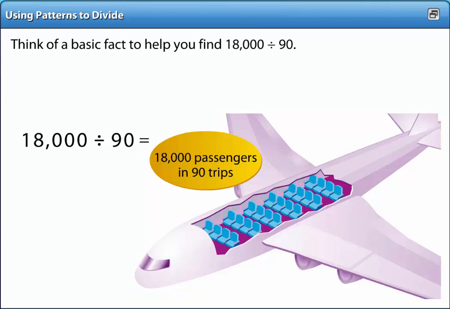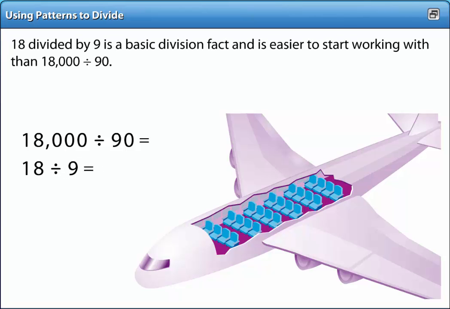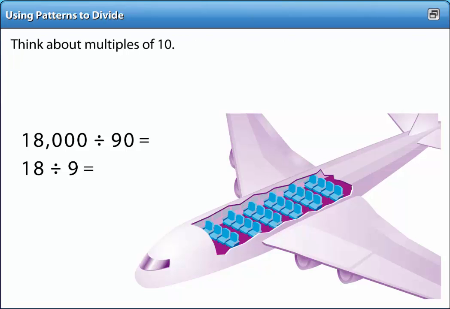Think of a basic fact to help you find 18,000 divided by 90. How does simplifying the problem to 18 divided by 9 help? 18 divided by 9 is a basic division fact and is easier to start working with than 18,000 divided by 90. Think about multiples of 10.